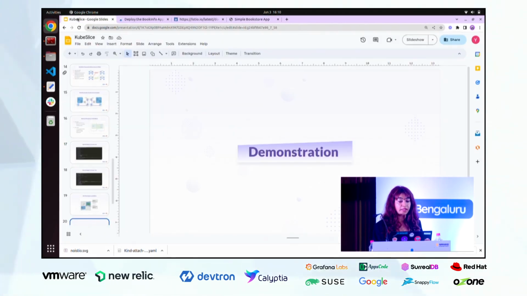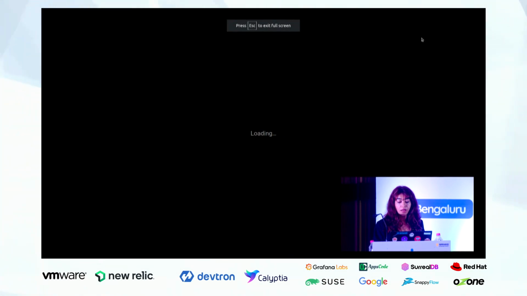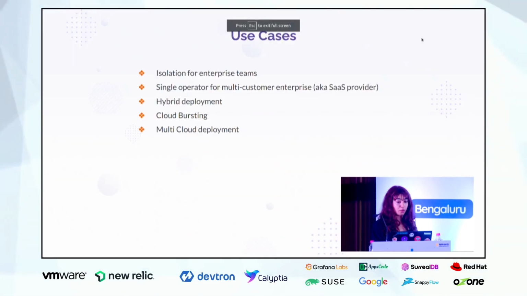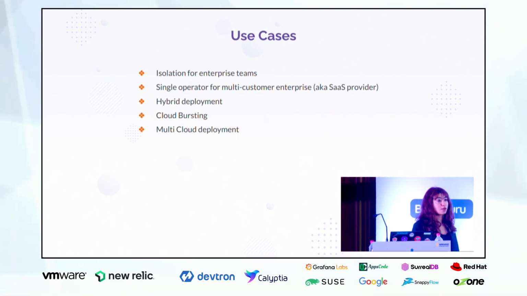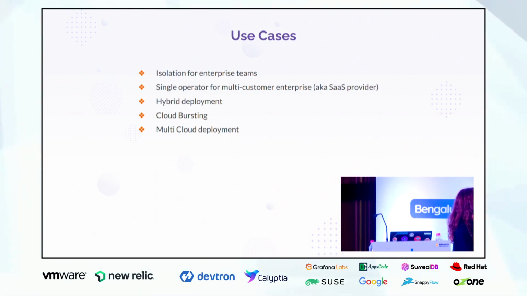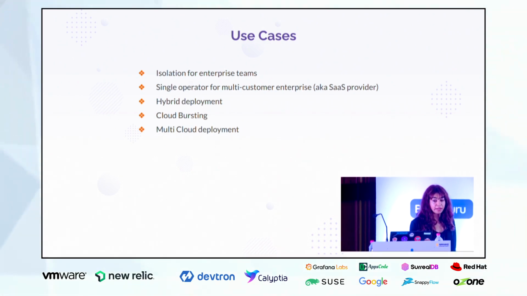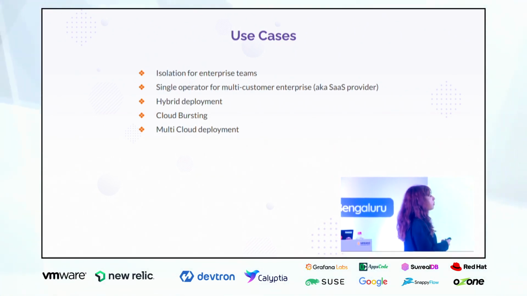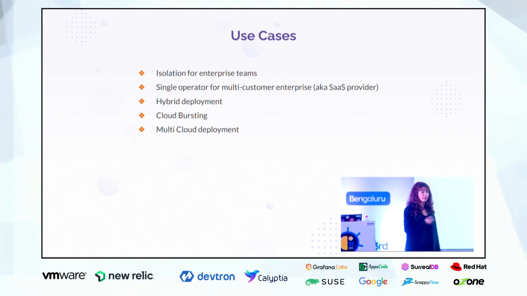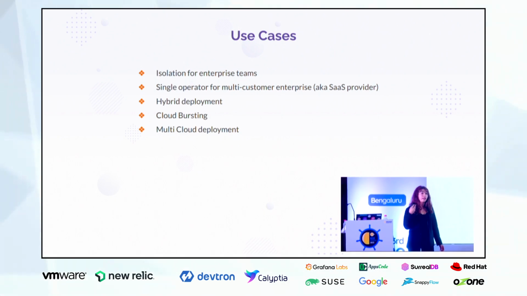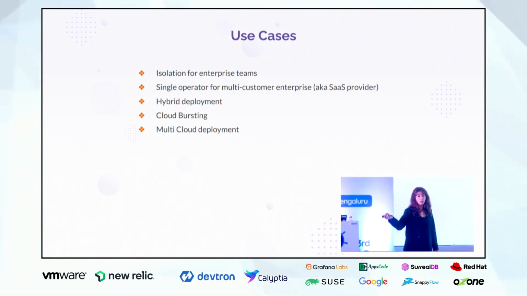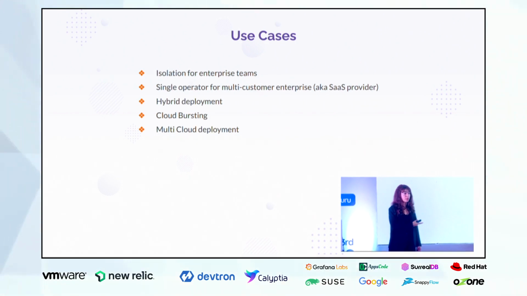Yeah, that would be it for the demo. Now I would just quickly want to talk about what could be the applicability of KubeSlice. So I would say there are many. I just mentioned few on the screen. Isolation for enterprise teams, where they want to run different infrastructure for different teams. Single operator for multi-cluster enterprise, which is a SaaS provider, where the SaaS provider owns hard tenancy for all of its customers. Hybrid deployment, let's say there's a database running in the data center for some compliance reasons, and the user wants to run the workloads on the clouds, right? Then they can use KubeSlice.